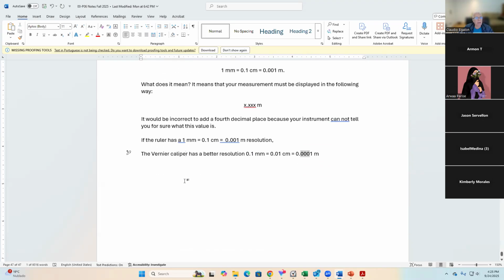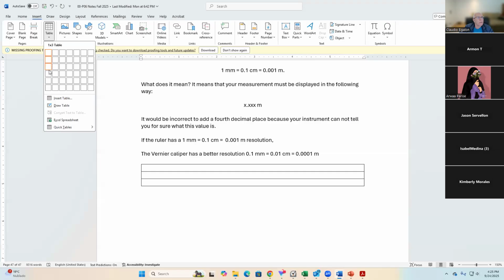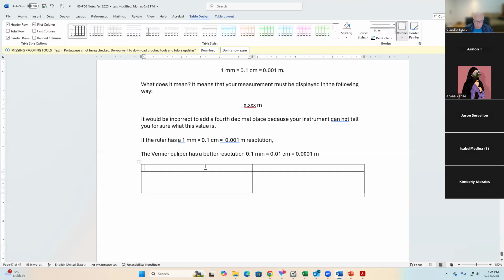I can even start building up a table for you. Here you go: table, insert table, 1, 2, 3. Instrument, okay, instrument, resolution. You want to put that in meters. Ruler, vernier caliper, and micrometer. Here is going to be 0.001, 0.0001, and guess what's going to be the micrometer?